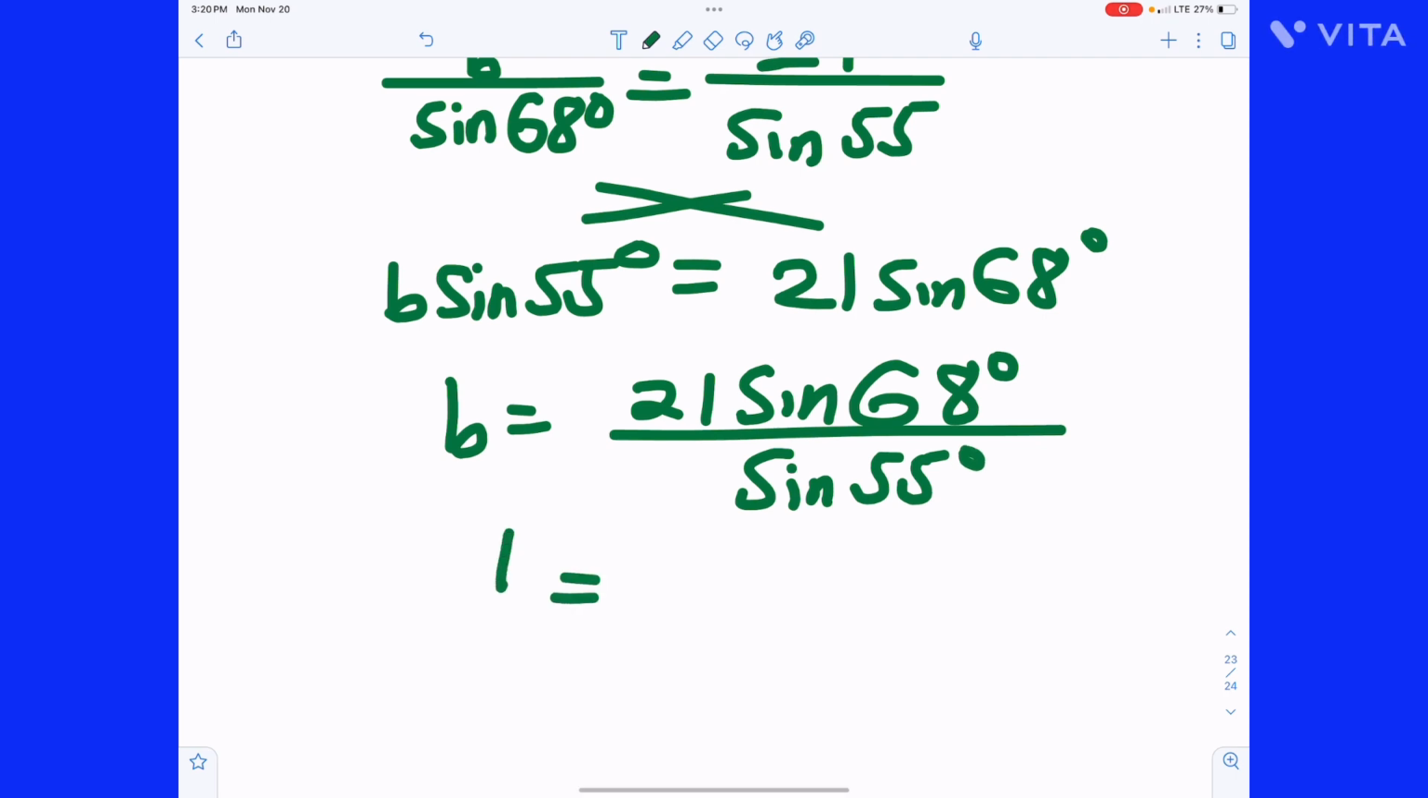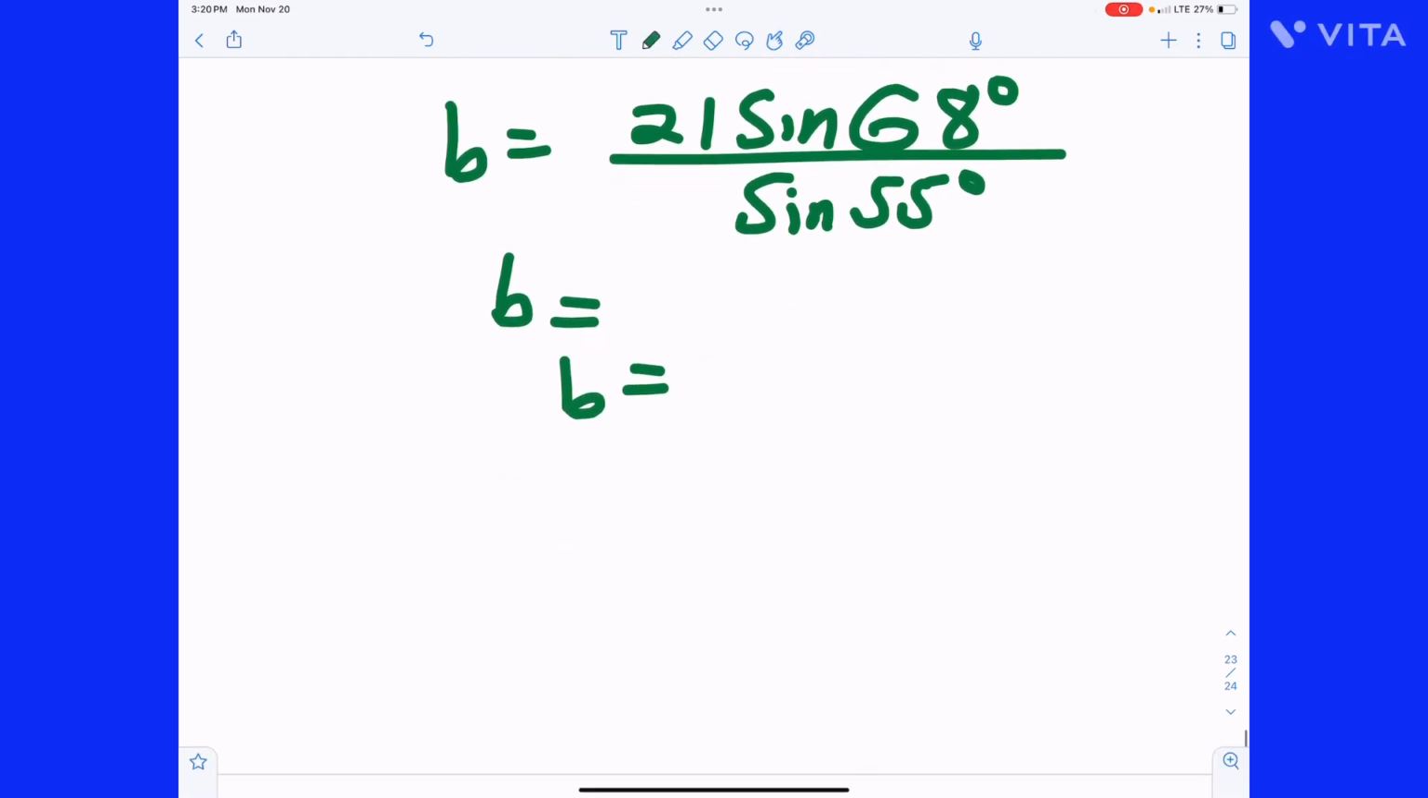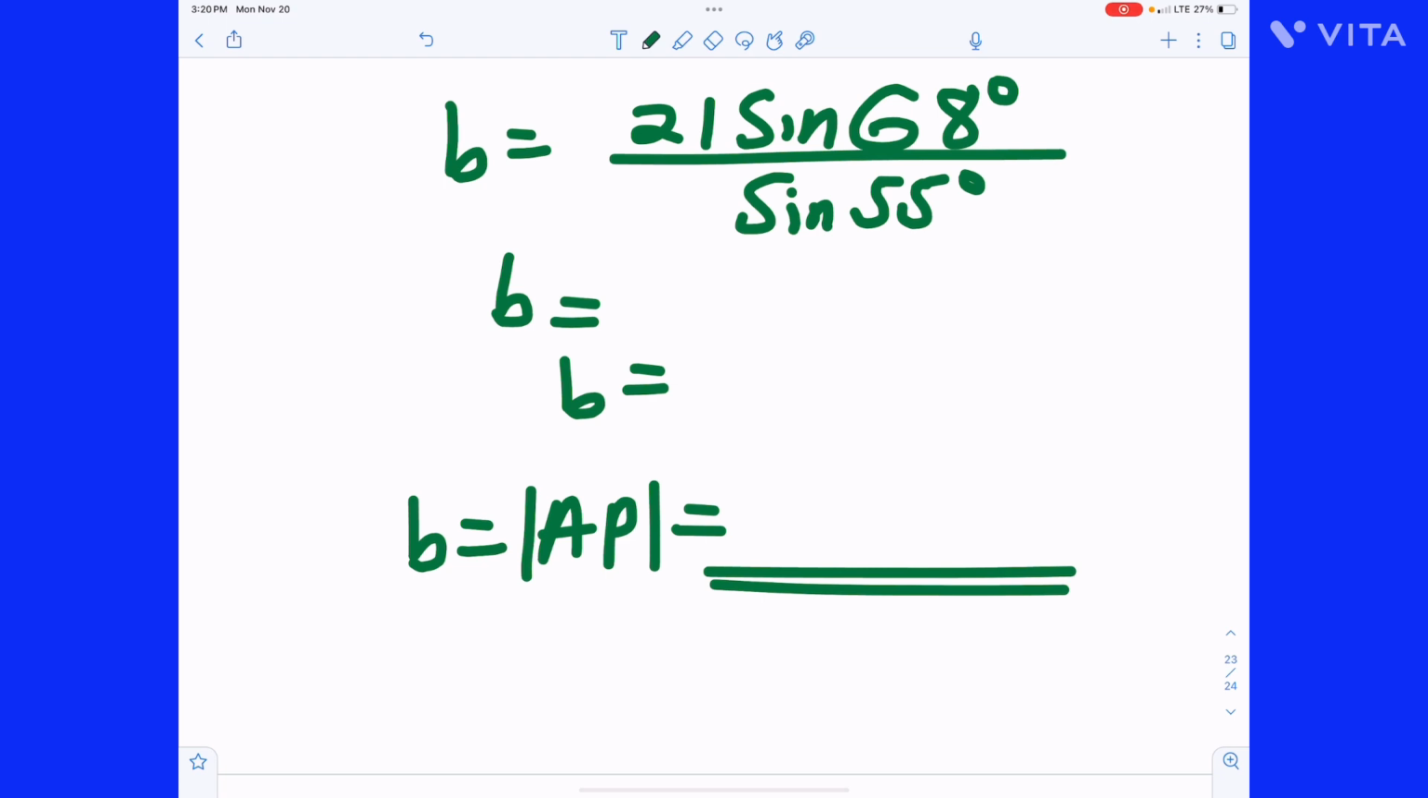So that gives you your answer. Whatever you get for this value of B, you can write it in 2 decimals, and the length of B is the same as the length of the rope AP or the wire AP. You leave your answer in 2 decimals with a unit.